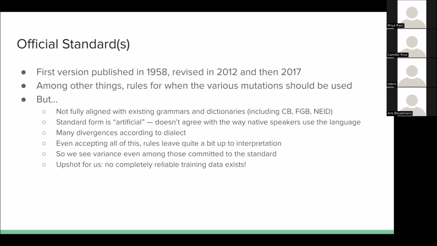What this means for us, in terms of trying to use machine learning to train a system to do this, is that there's essentially no completely reliable training data. You can collect text where people are trying to follow the standard, but there's always going to be a little bit of variation. If you try and collect a bigger corpus, of people's natural writing that they use online, then there's quite a bit of variation from the official standard.